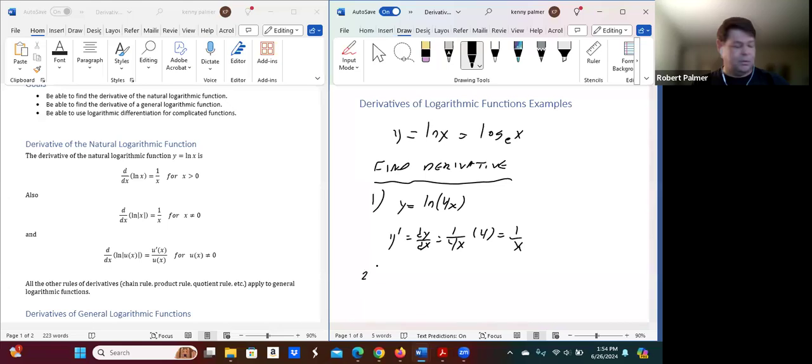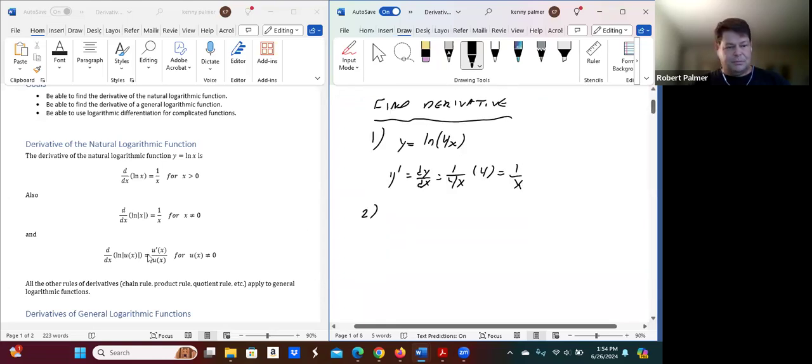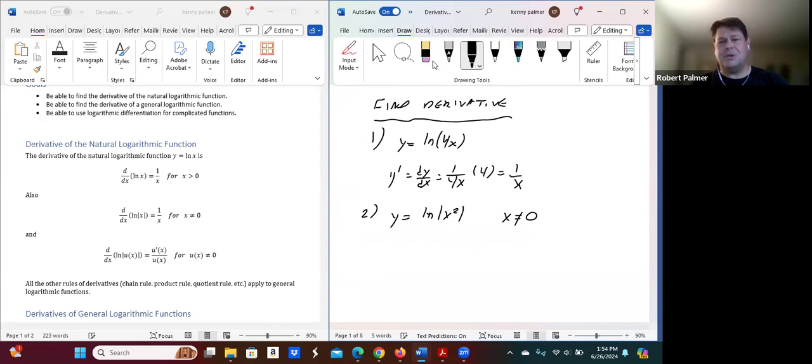Okay, number two. Let's look at another one. Let's take a look at something that involves this third rule. So let's say our y is going to be a natural log of the absolute value of x squared. Okay, and once again here, of course, x can't be 0. Or actually make it x cubed, not x squared, to make it more interesting. Because x squared can never be negative, but x cubed can be negative in places. Here we're taking the absolute value of that.